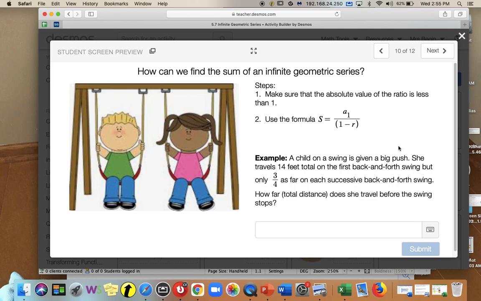So here's an example. A child on a swing is given a big push. She travels 14 feet total on the first back and forth swing, but only 3/4 as far on each successive swing. What's the total distance she travels before the swing comes to a stop? So again, since it's only 3/4 of the distance every time, eventually it's going to slow down and stop, and we can add up all the distances. So here's our formula. Our ratio, 3/4 or 0.75, is less than 1. So we know we're going to be able to find a sum. So all we have to do is plug in.